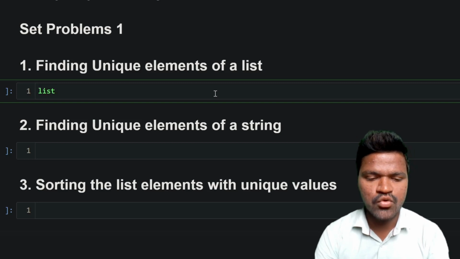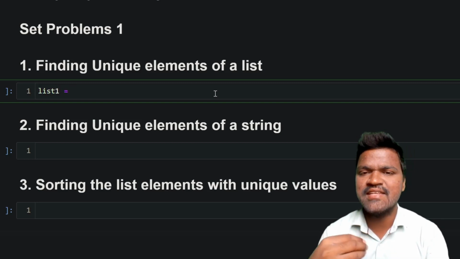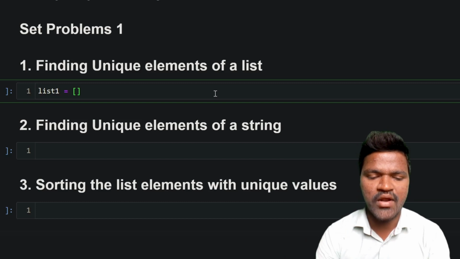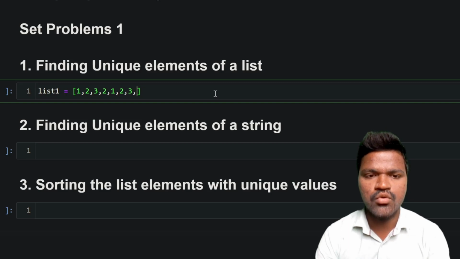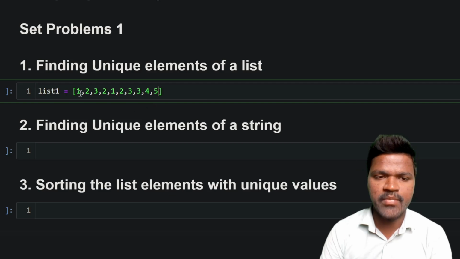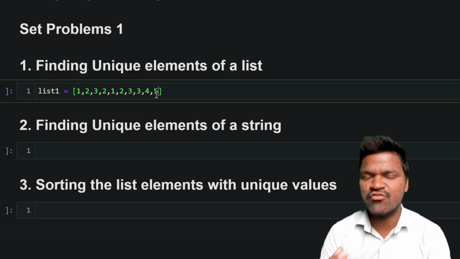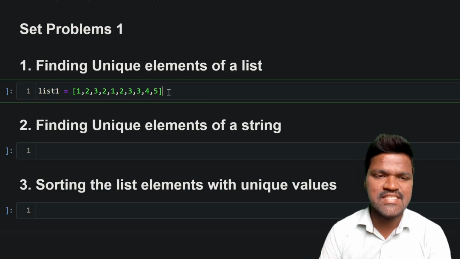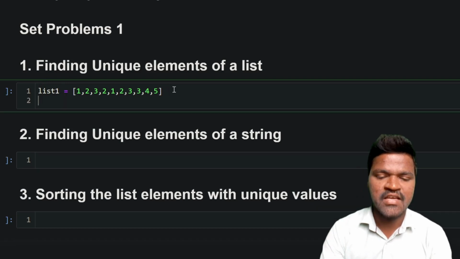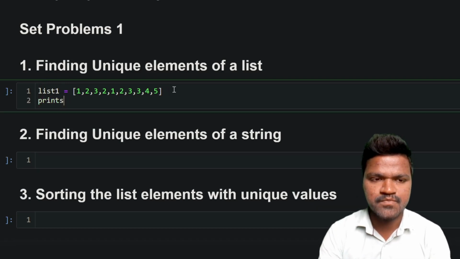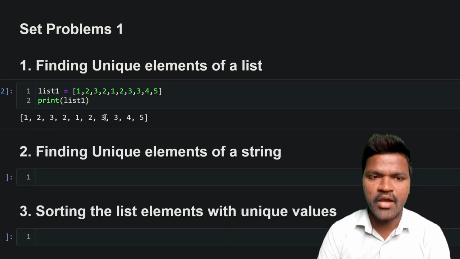Let's say to understand, I am taking this particular list1. In this list1, I will be considering some elements. I am taking duplicate elements also, so that we can remove those duplicate elements and find all the unique values. So I am taking 1s and 2s and 3s and 4s and 5s, right? So this is a list. If I print this list1, we can see all the duplicate elements are also coming, right?